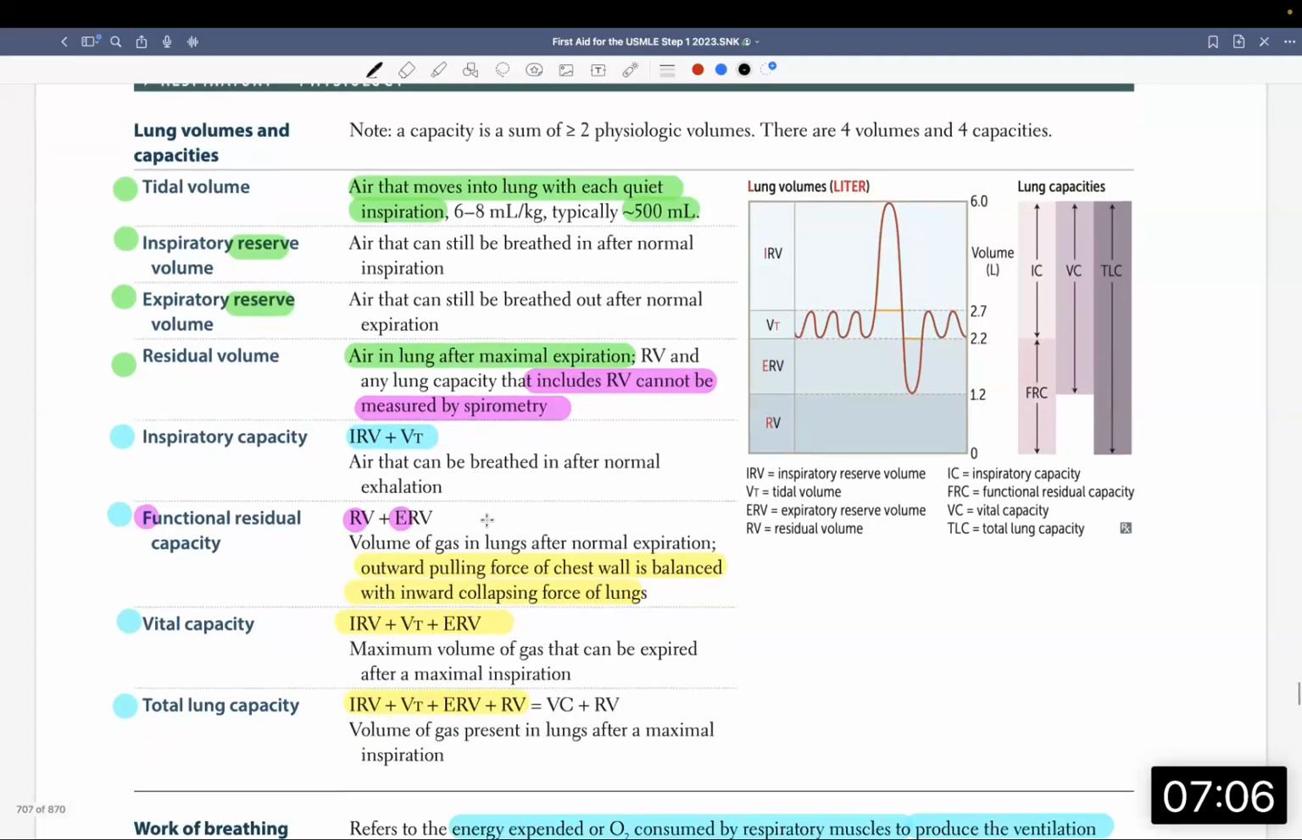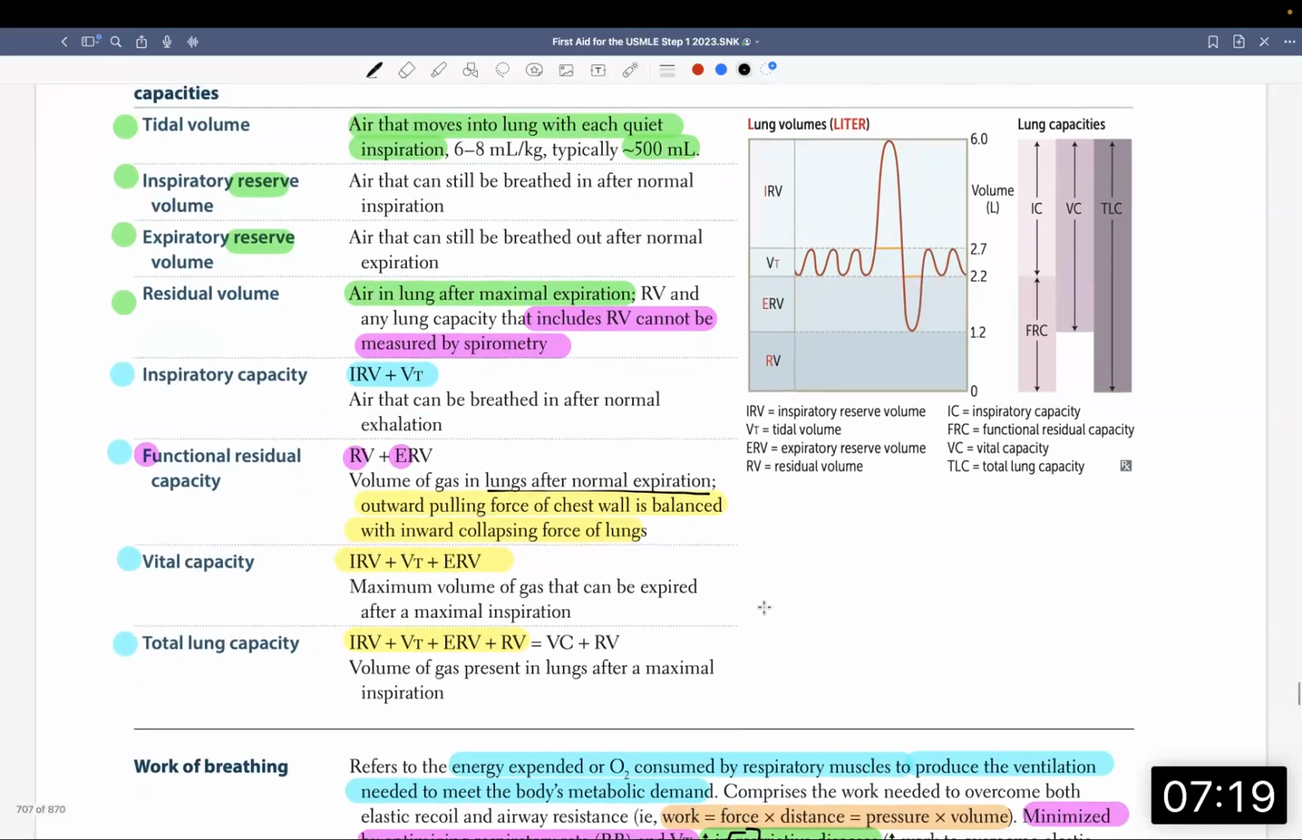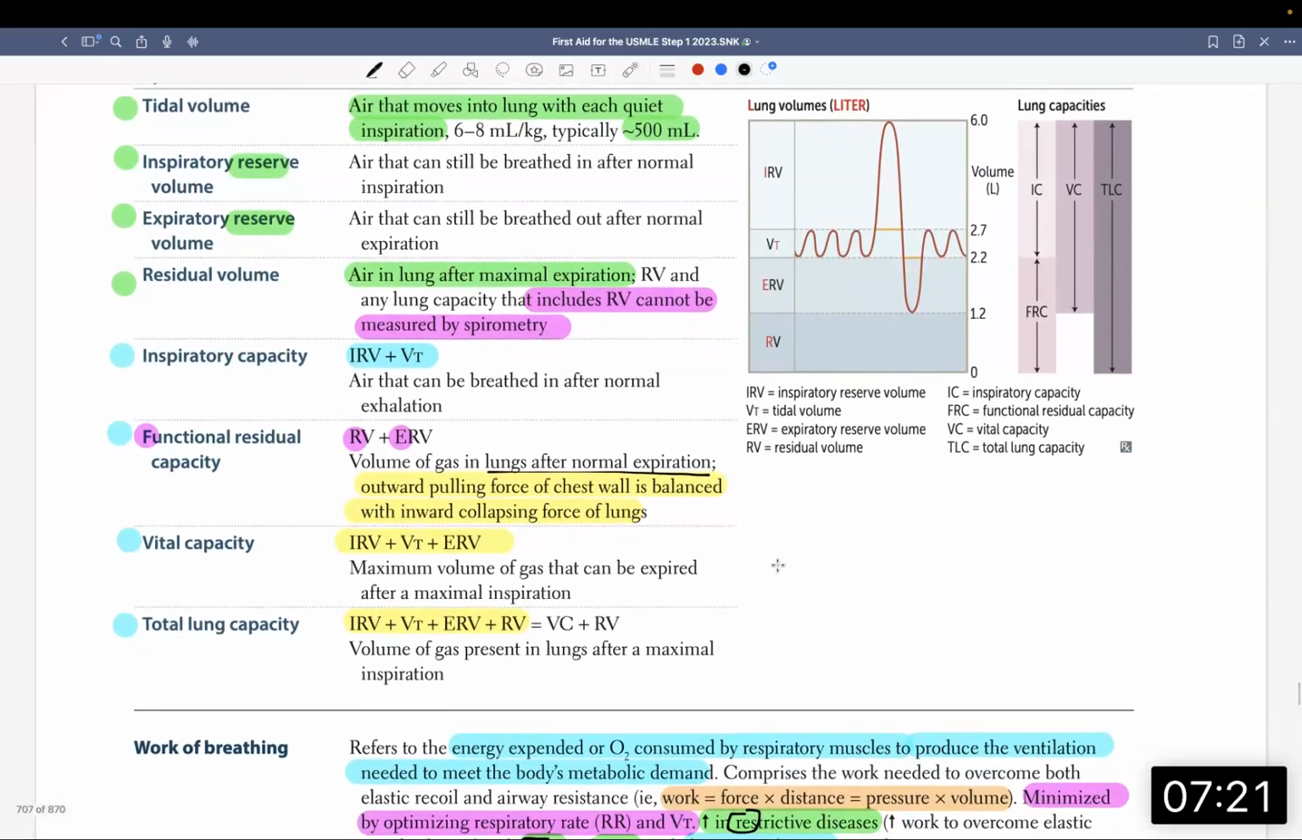Volume of gas in lungs after normal expiration. So at this time, what is inside is the same as what is outside, it's matching. The airway and the alveolar pressure is matching what is in the atmosphere. Okay. Anyway.